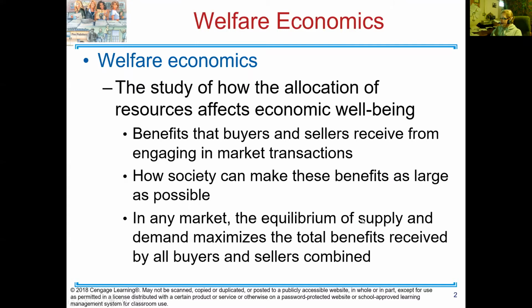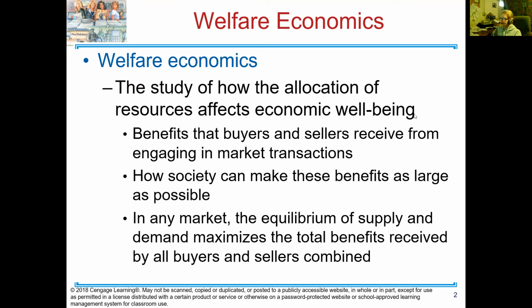So you can see that in this particular, let me get an annotation tool up here. Here's the mouse. Okay. You can see that in any market, the equilibrium of supply and demand, that's our price equilibrium, quantity equilibrium, really focus on quantity equilibrium here, maximizes the total benefits received. So we're going to take another look at what's underneath the demand curve and what's underneath the supply curve.